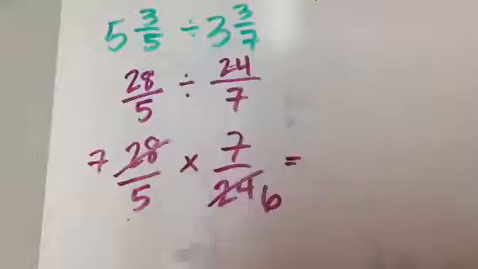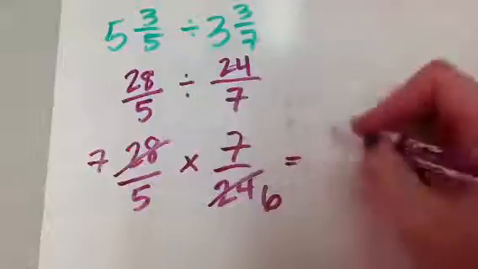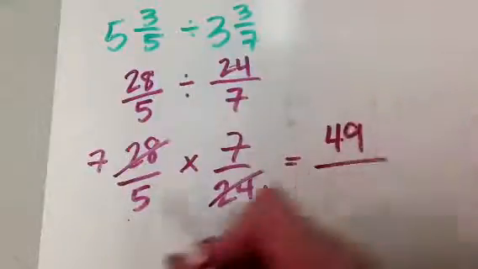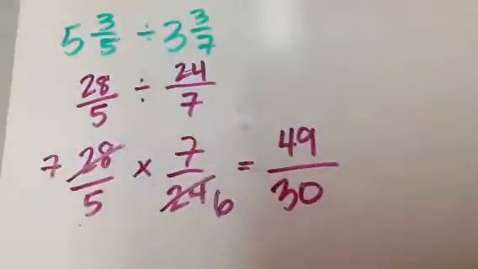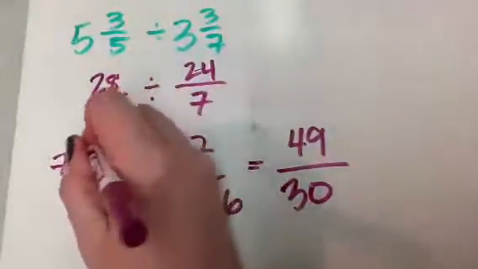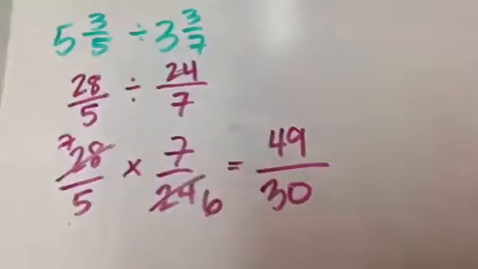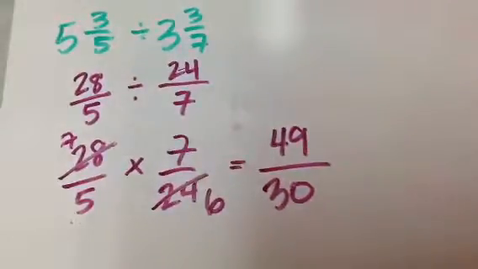Because those are both primes. So the only factor they have in common is 1, and that doesn't help me. It would mean that they stayed exactly the same. So I'm just going to leave them, and I'm going to multiply. 7 times 7, 49. 5 times 6 is 30, okay? So now I have my answer. I got to ask myself my two questions. Question 1, is it a proper fraction?